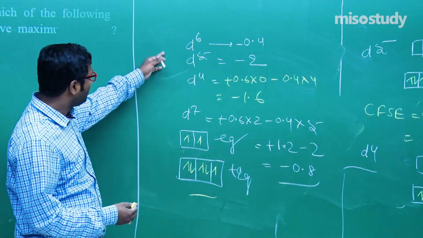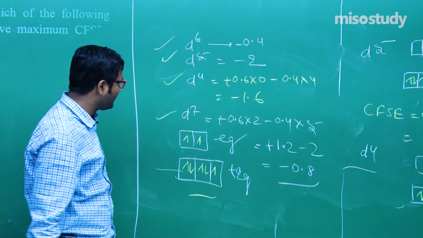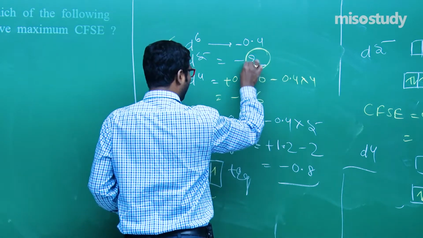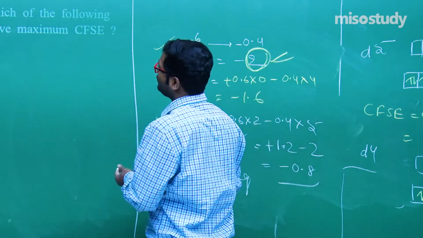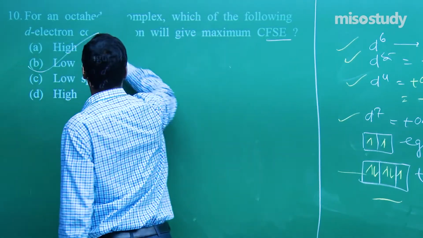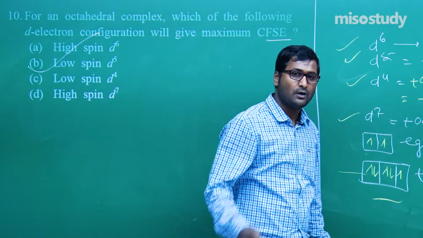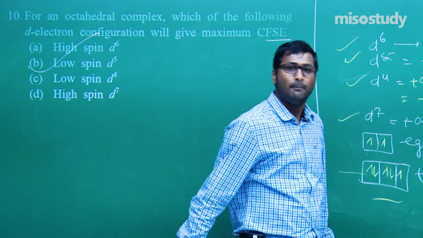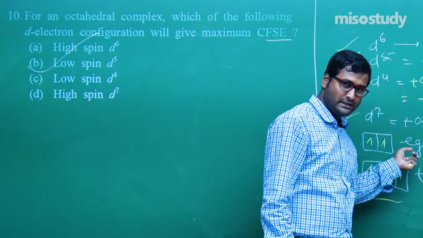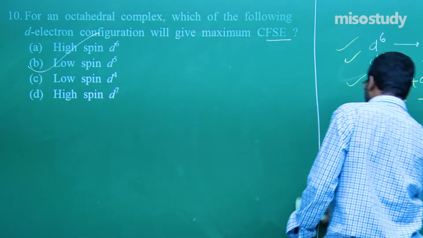So for all d6, d5, d4 and d7, which one has high value of magnitude? If I talk about d5, it has high magnitude 2. So in this case, which will give maximum CFSE, that is low spin d5. For high spin, what I am telling is that first of all singly occupied, but for low spin, first paired, then will move to the next from t2g to eg. Clear to you? Now friend, I am going to rub this part. I think now you can easily solve such kind of question.